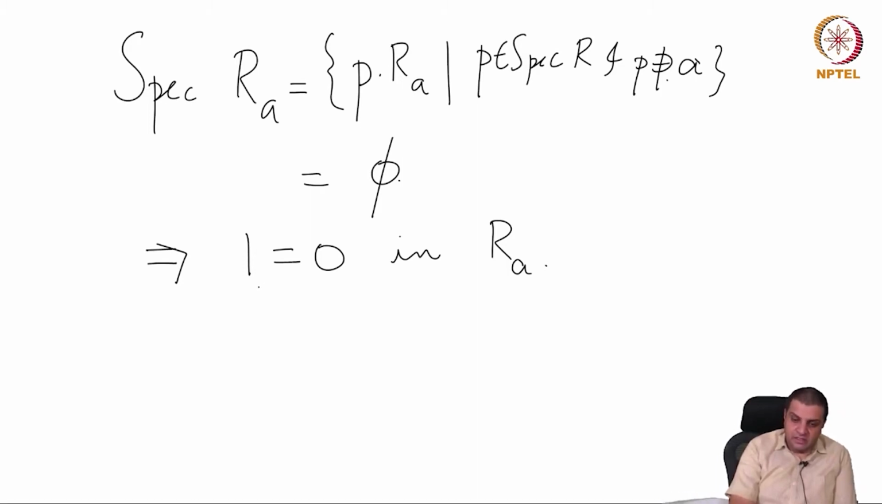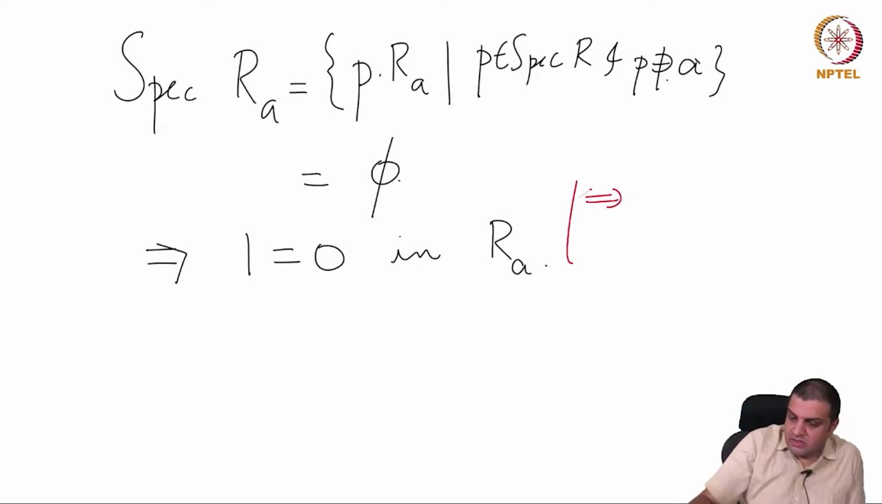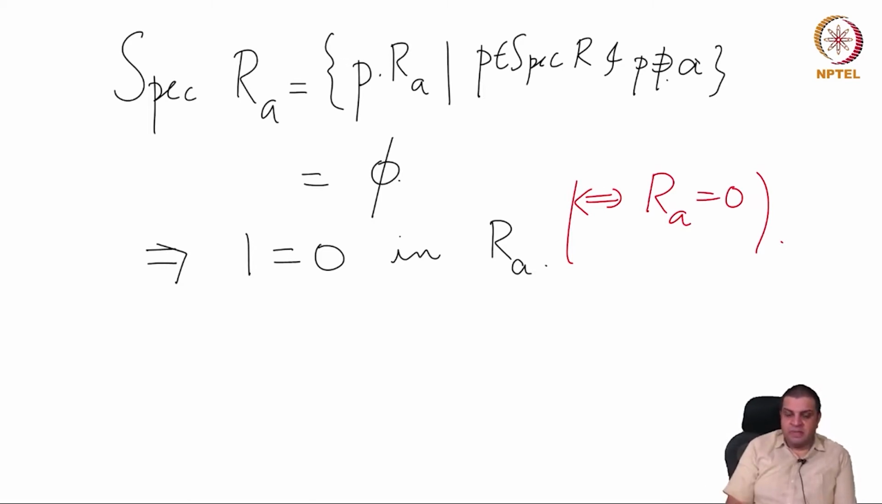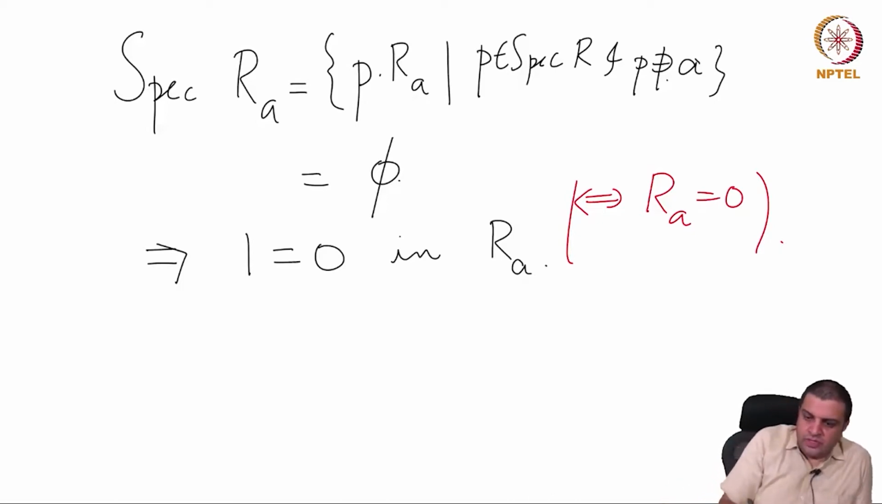In fact, the ring is 0 if and only if this holds, so maybe let's add that as a remark here. This is if and only if R_A is 0. So the only ring with an empty Spec is the 0 ring, in which the multiplicative and additive identities are the same. Any ring in which 1 is different from 0 will have a maximal ideal, and a maximal ideal is prime, so Spec is non-empty. That statement is proved using Zorn's lemma. So when can 1 be equal to 0 in R_A?